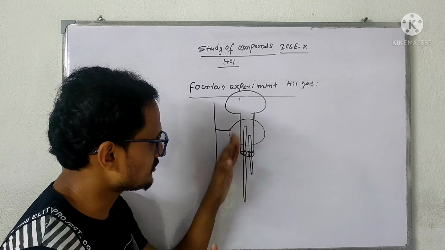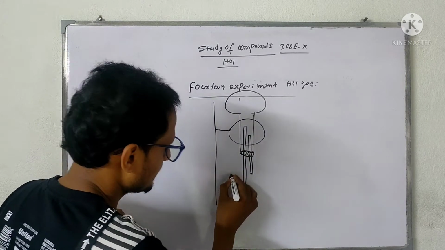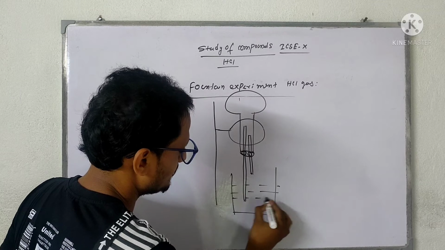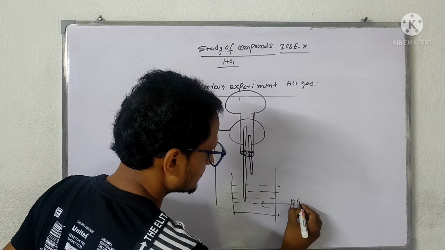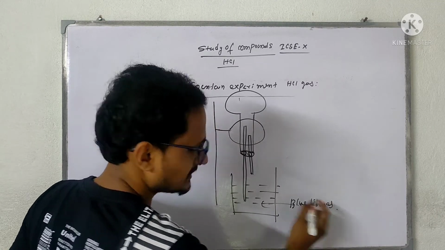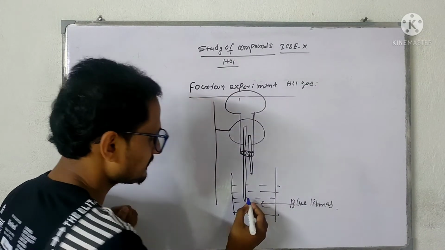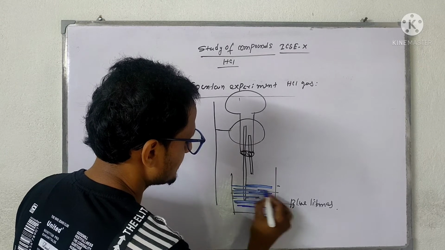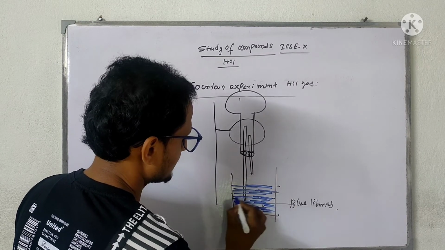Now this long jet tube will be dipped into a solution of blue litmus. This will be blue litmus. You know that litmus is an indicator that tells us which one is acid and which one is base. Here we have taken blue litmus.